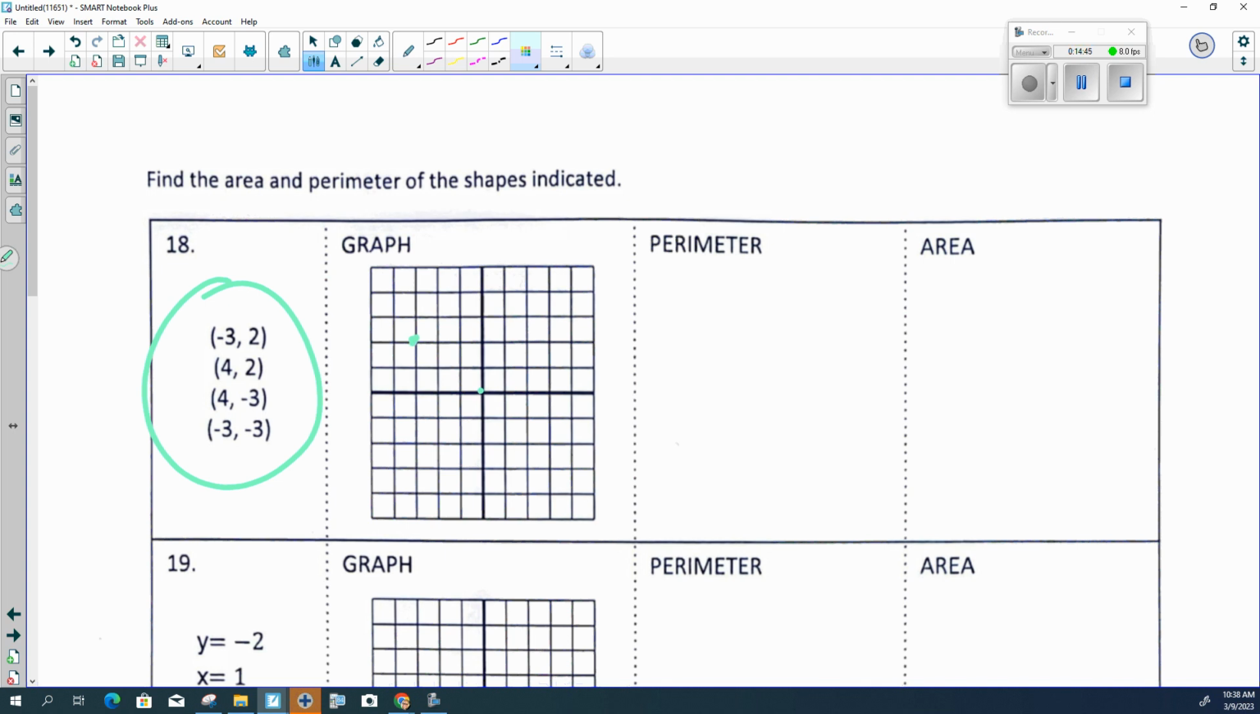-3, 2, 4, 2, 4, -3, -3, -3, 1, 2, 3, 4, 5, 6, 7. 1, 2, 3, 4, 5. That kind of is hard to see. I like that color, but it's hard to see. Let me pick something else.